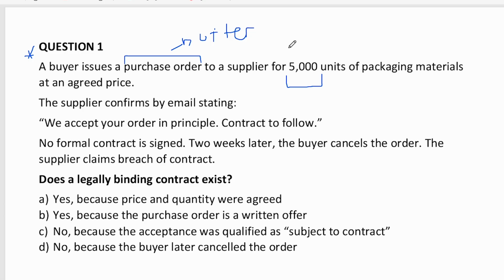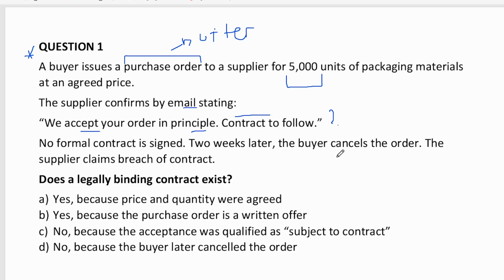So a buyer issues a purchase order to a supplier for 5,000 units of packaging materials at an agreed price. Now, what exactly does the supplier do? The supplier confirms by email stating that we accept your order, in principle, contract to follow. Before even knowing, have they really accepted this? And when somebody says we accept your order subject to contract or contract to follow, no formal contract is signed.